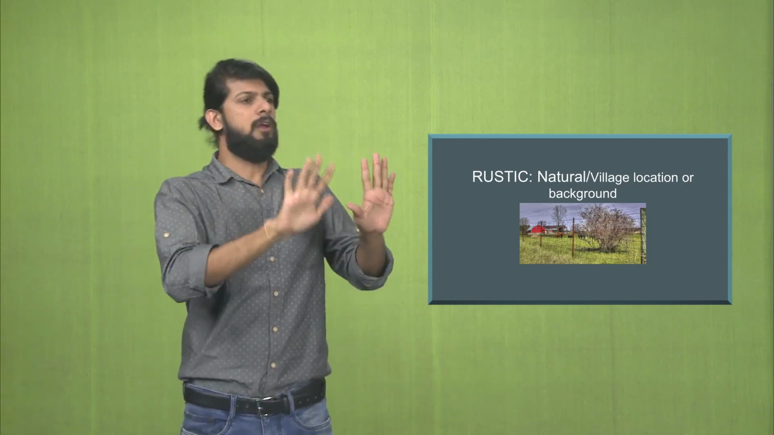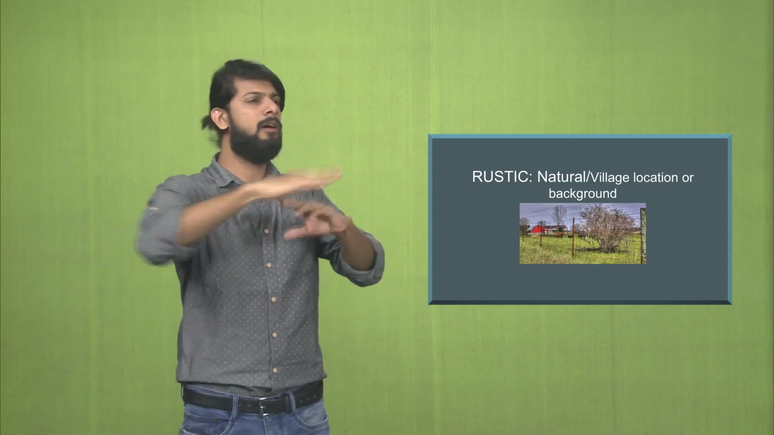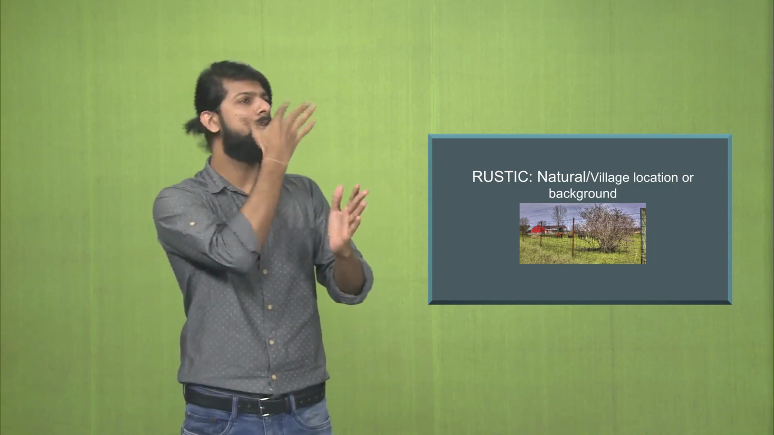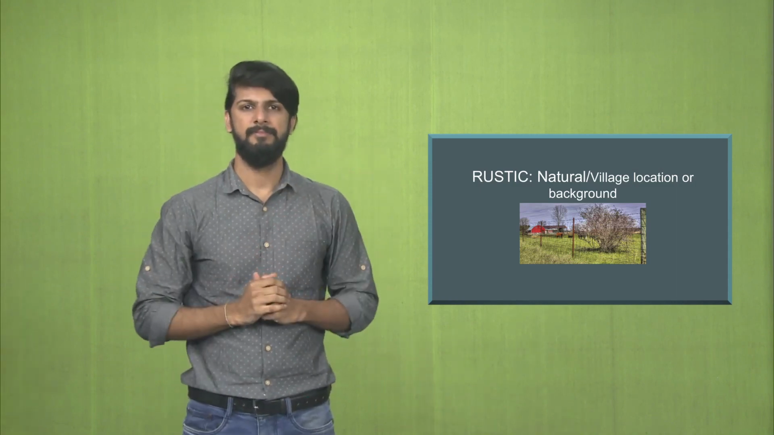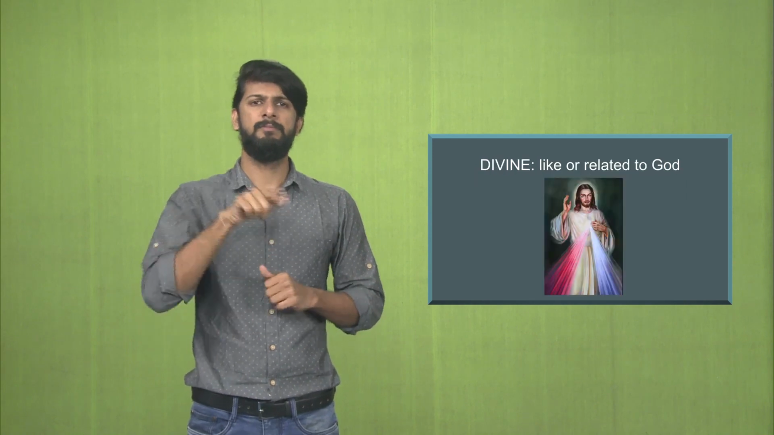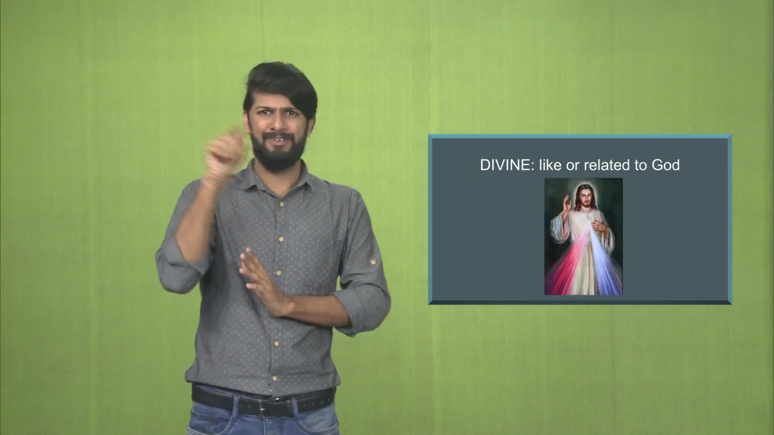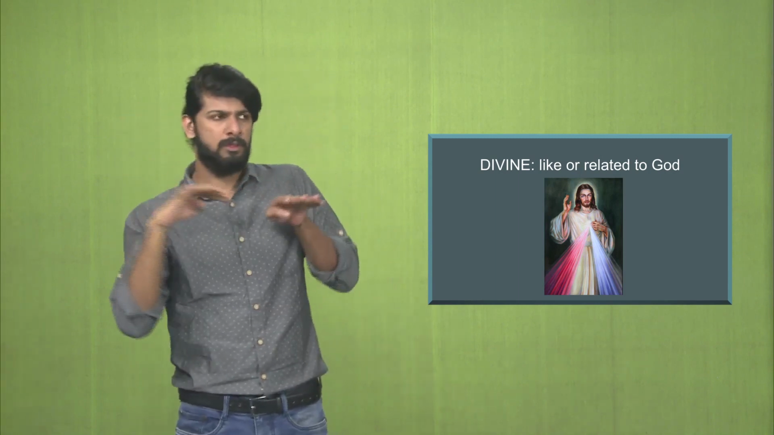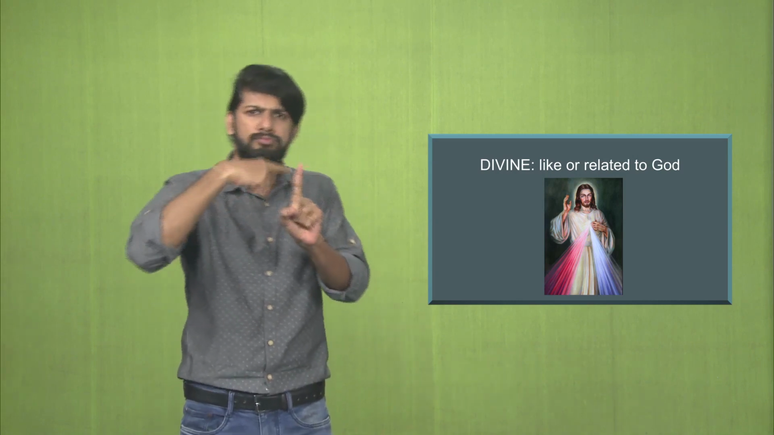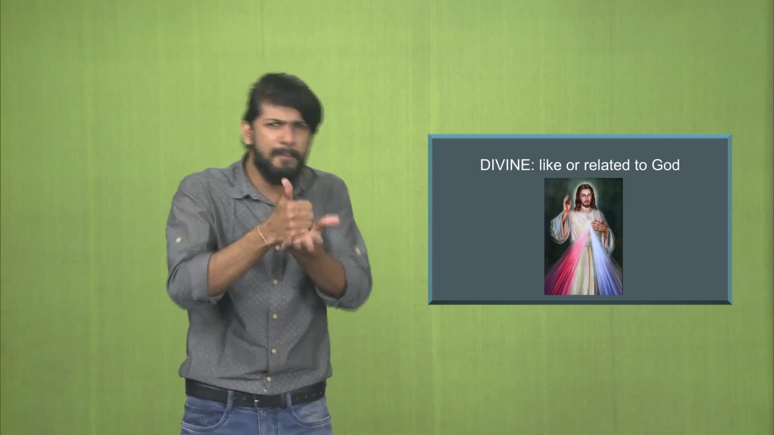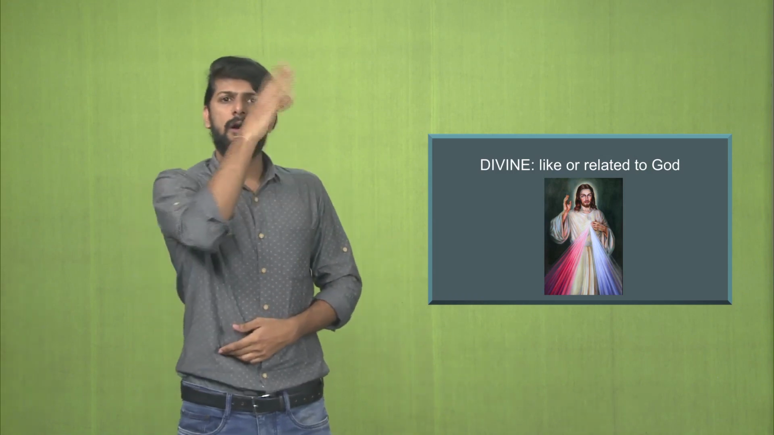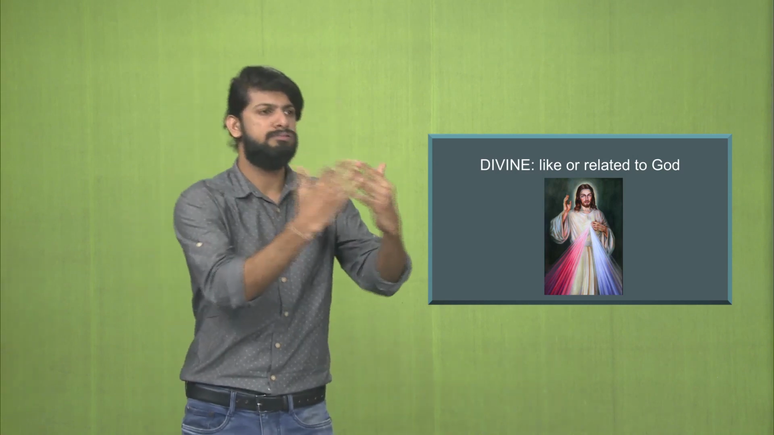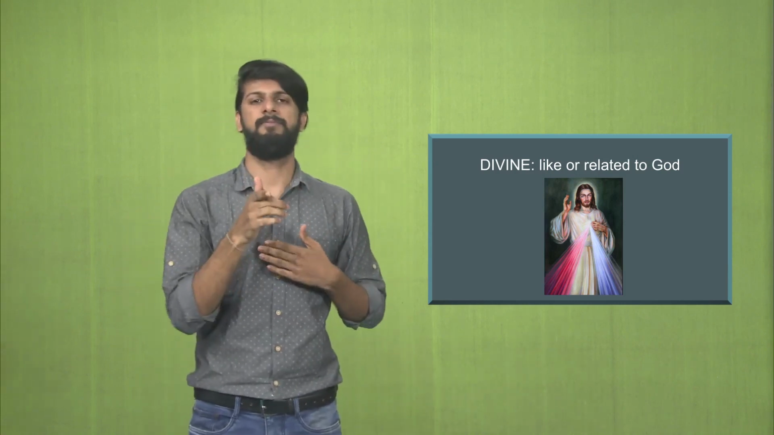The next word is rustic. Imagine going to a natural or a village location where you go and feel peaceful. So this is related to a natural or village location. The word divine. Let us understand the example of Lord Jesus. Jesus was God's messenger and was likened or related to God. So divine is something which is related to divinity or God.